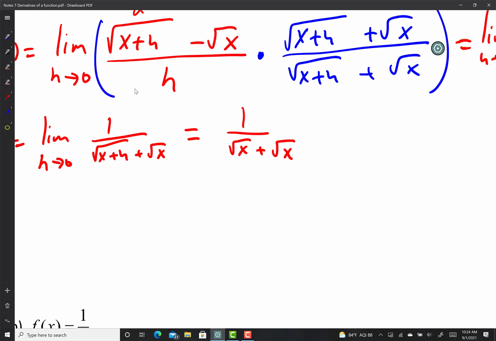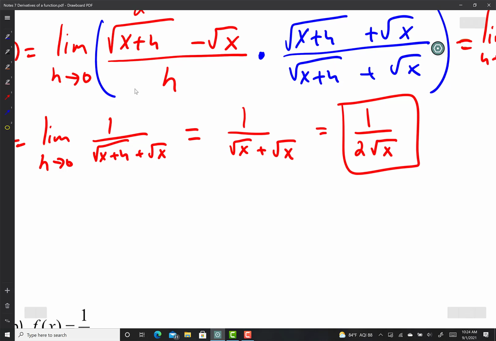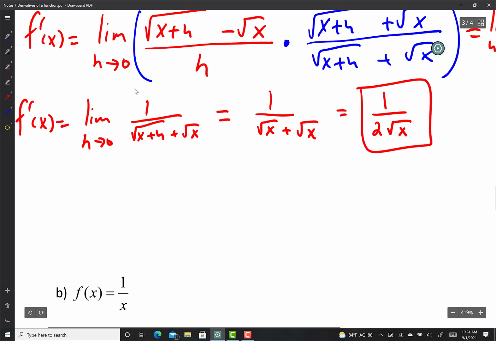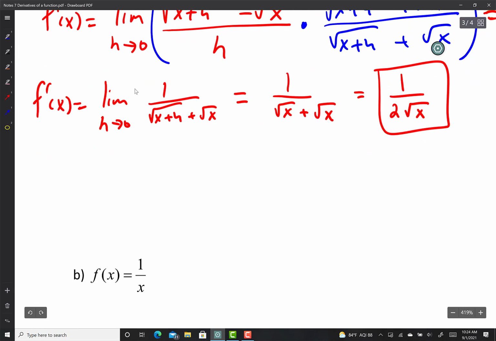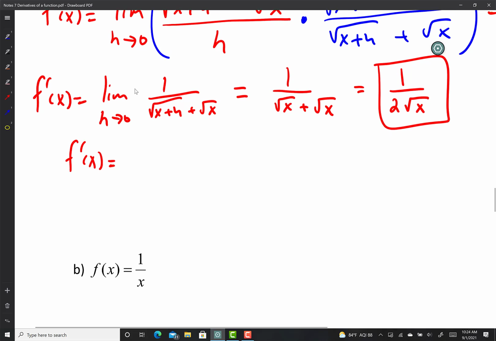How many square root of x's do you see? So 1 over 2 square root of x. That is the derivative. How do we feel, guys? Yes. If they give you f prime, that is the best notation. You could also say d dx of f of x, but I think this is the best.